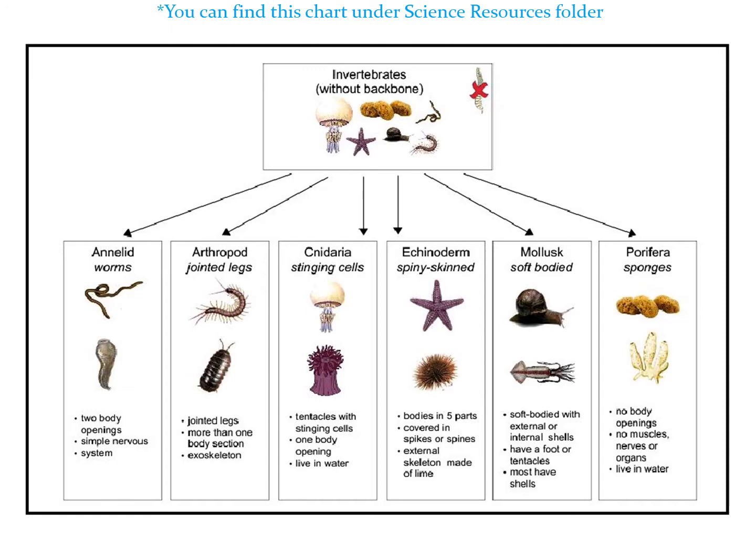I've posted this chart under the Science Resources folder. I like this because it organizes all the invertebrates without a backbone into the 6 major subcategories. We're going to focus on the 5 on the right. Annelid worms we're not going to focus as much on. The reason being, all the other 5 are full of marine invertebrates.